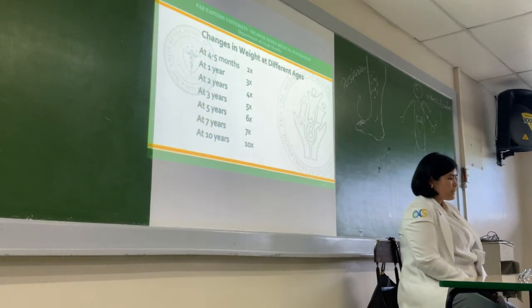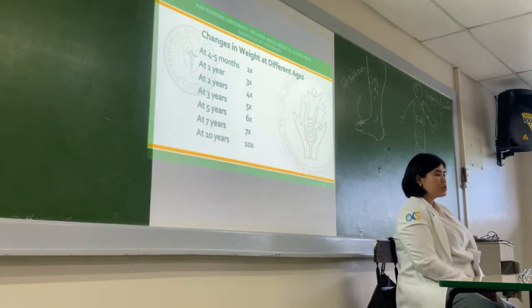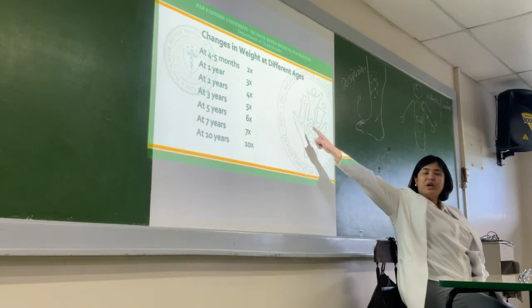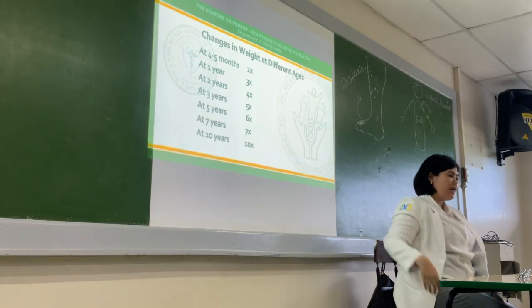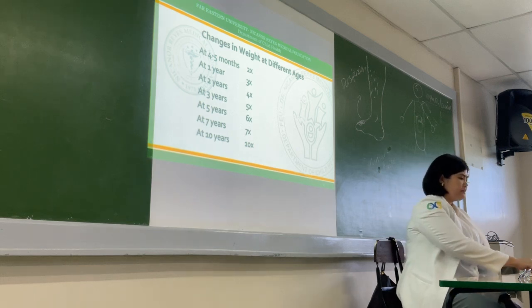Now, this slide shows the changes in weight at different ages. So you could take note that at 4 to 5 months of age, the child should already be weighing twice their birth weight. They should be doubling their birth weight by the 4th to 5th month of age. By 1 year old, they triple the weight, and so on and so on. Okay?